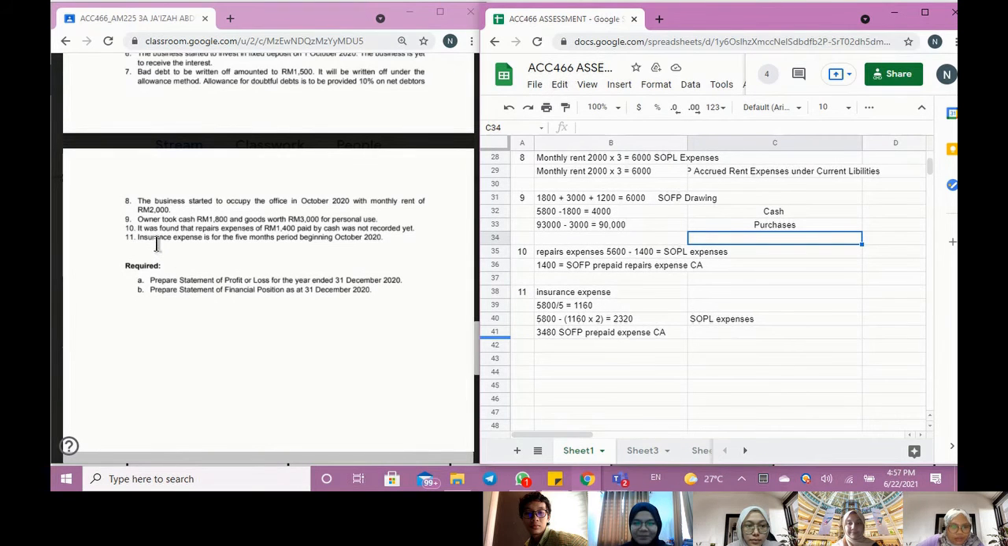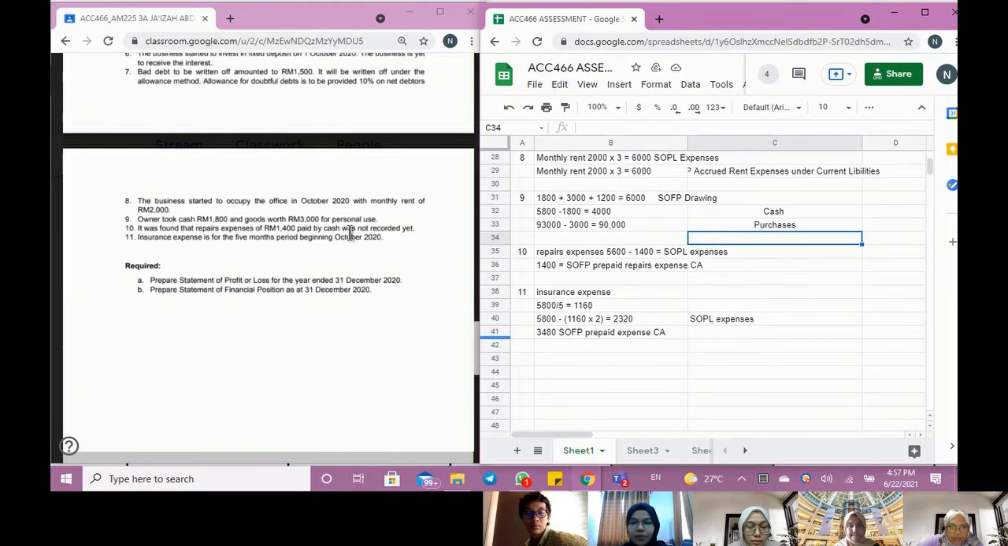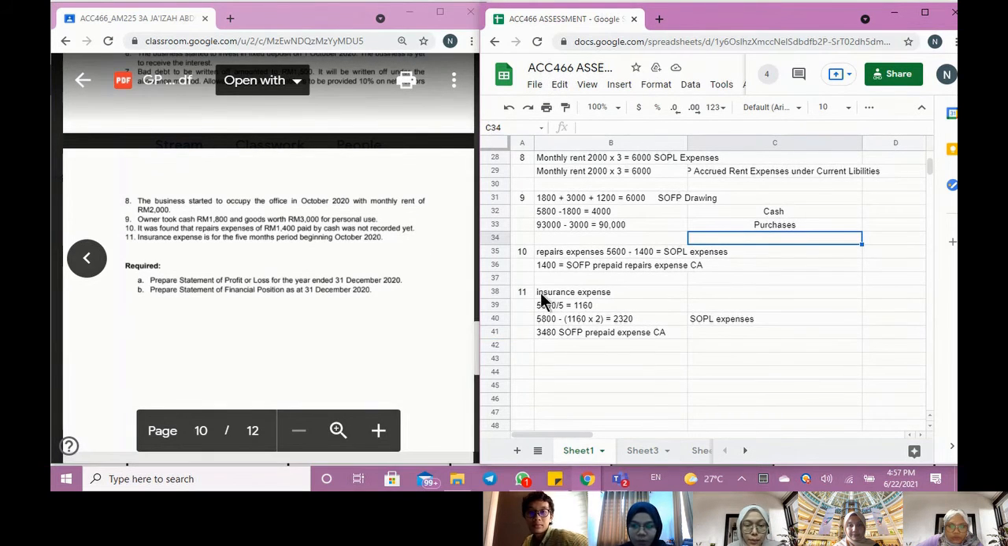For number 10, it was found that repairs expenses of 1,400 paid by cash was not recorded yet. So first of all, we need to minus 5,600, which is the opening balance given in the table for repairs expenses, with 1,400, which is the prepaid amount stated in the question, and then it will be affected in the expenses for the statement of profit or loss. Then in the statement of financial position, it will be recorded under prepaid repairs expense in current asset.